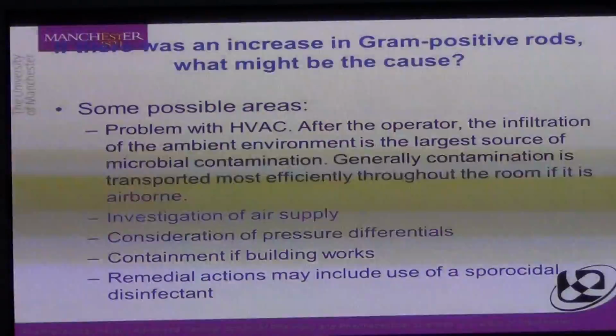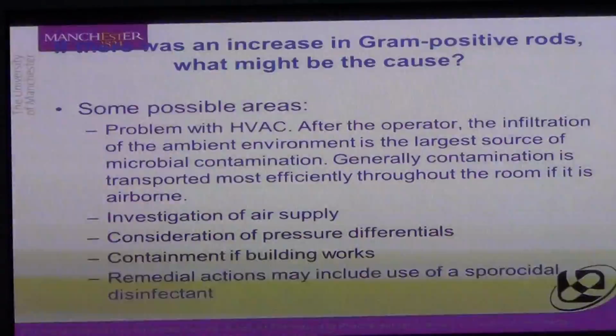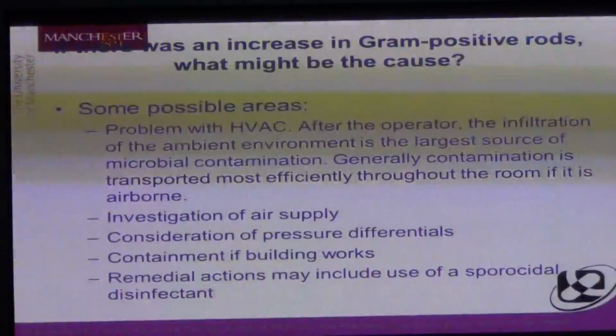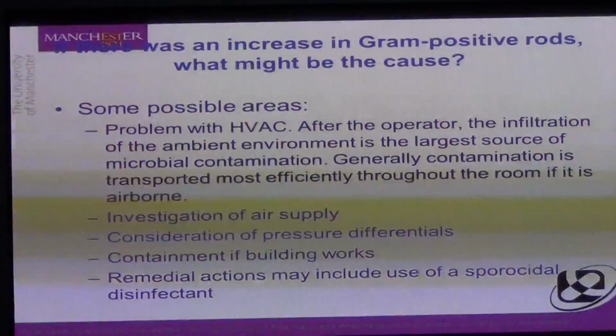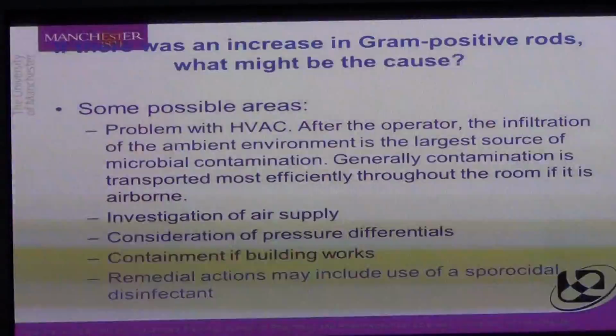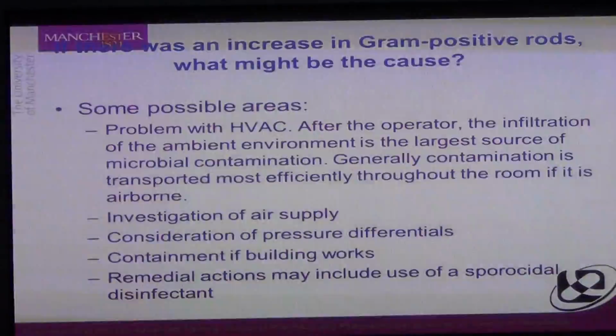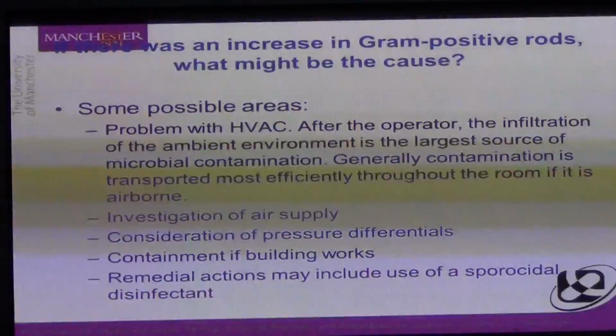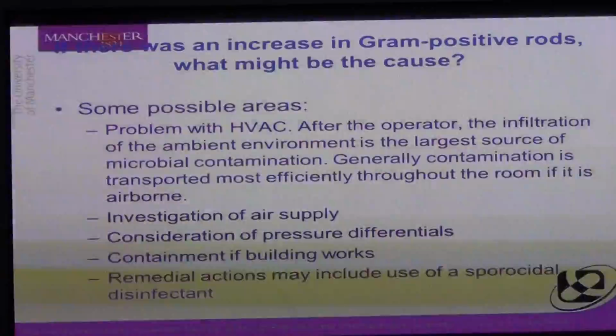Okay, I'd like to move on to a scenario. Supposing you do some environmental monitoring and you do find an increase in gram-negative rods. What might have caused this? And I'm using this, this is one of a number of exercises in the course module that helps you think about risk assessment and out-of-limits investigations.